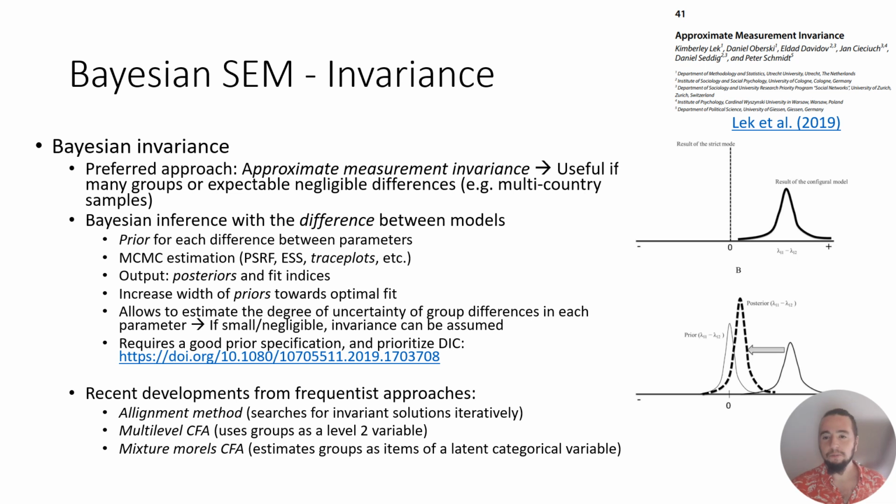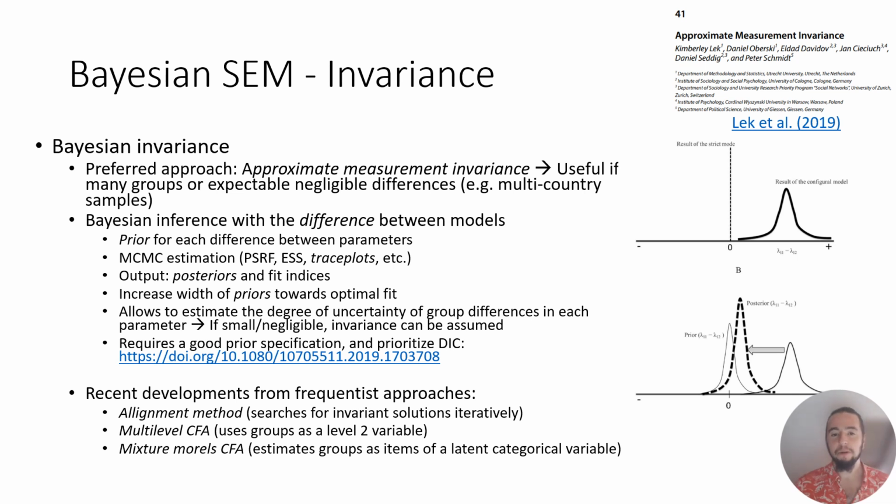Okay, so what can we do about that? From a Bayesian perspective, we can make what is called an approximate measurement invariance analysis. This is basically making a Bayesian inference on the differences between parameters. For example, if we are comparing two groups, the factor loading of item 1 would be subtracted between group 1 and group 2, and then we will create a prior for these differences to then obtain a posterior of these differences and see if that is suitable.